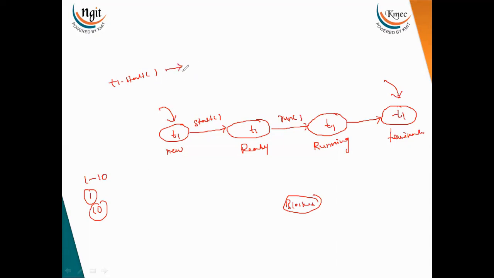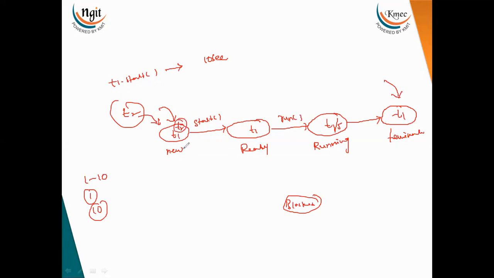Let's say 10 seconds of execution time is required, right? Now you started the T1 thread, right? That is in the running state. It is executed for 5 seconds. At the same point of time, a new thread arrives in the new state. T2 thread arrives in the new state.